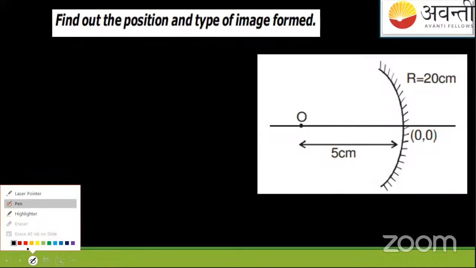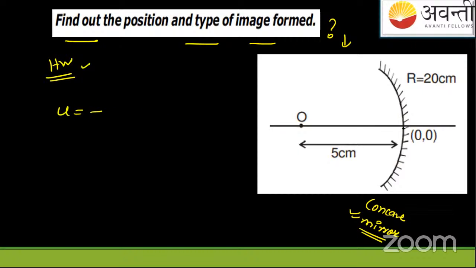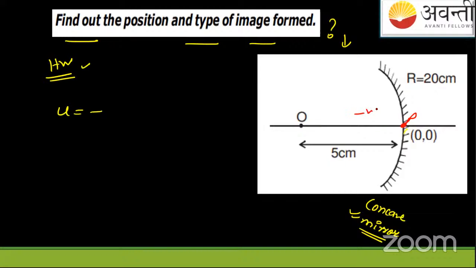This is the next thing here. Find the position and the type of image formed. Which kind of mirror is this? Again, students, this is a concave mirror. And you have to find the type of image formed. So this is homework for you. Note down this question. You will use all the things we have studied in the previous slide. You will take U starting from the pole, this direction is negative, this is positive. U will be minus 5 centimeter. V we need to find.